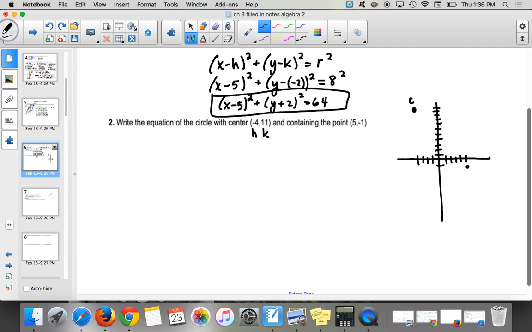Okay, so that was our center, and it contains this point. Do you guys want a story about circles? I had a professor in college. His name was Dr. Stegemuller. We called him Steggy. Have I told you this? Dr. Stegemuller? I don't know.